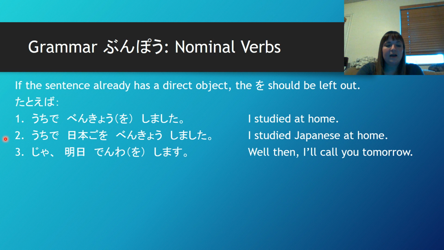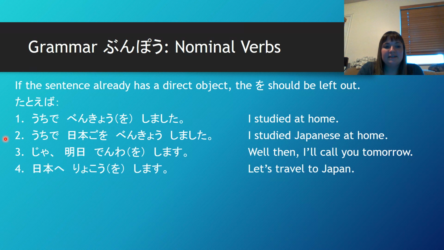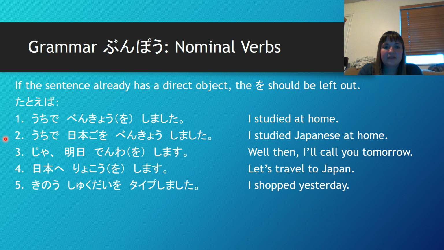Okay. And of course, another example. じゃあ、明日電話します, right? That's what I would usually default to, is just say じゃあ、明日電話します. You can say 電話をします because we don't have any other direct object in our sentence. So we can go ahead and use that. Okay. And here's our last example. I think we have 日本へ旅行をします, or of course we can say 日本へ旅行します if we'd like. Either way is fine because there's no other direct object.